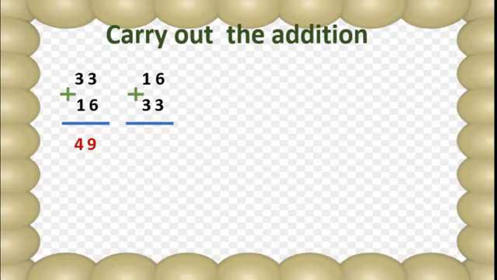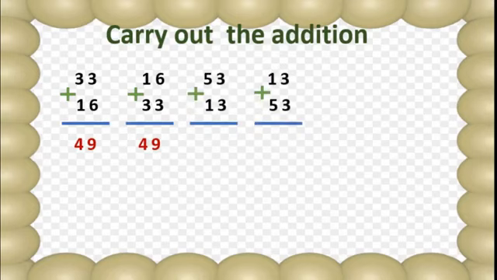We'll move to the second sum. 6 plus 3 is 9. 1 plus 3 is 4. Observe 2 sums. Now 2 more sums we will take. 53 plus 13. Okay, 3 plus 3 is 6. 5 plus 1 is 6.